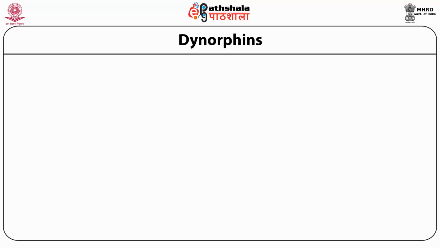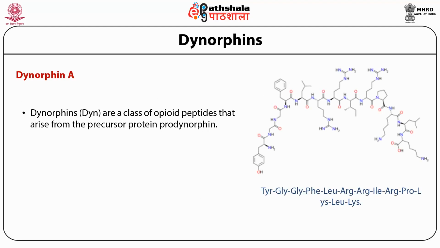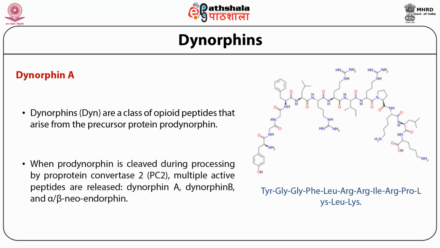Next class of the endogenous peptide is Dynorphin. An important class of Dynorphins is actually Dynorphin A. As you can see in the structure, it is a long residue peptide, and it is a class of opioid peptide that arises from the precursor protein prodynorphin. So prodynorphin is the precursor of Dynorphin A. When prodynorphin is cleaved during processing by protease, it converts into multiple active peptides, and these peptides are Dynorphin A, Dynorphin B, and alpha beta neoendorphin.